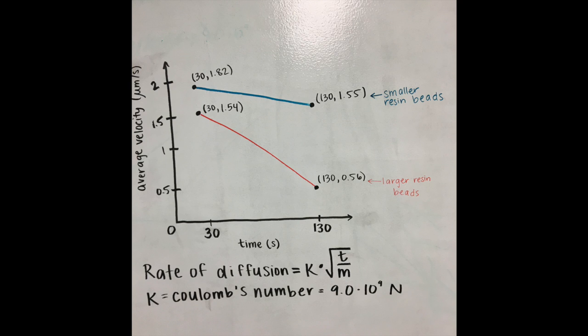When we modeled our data, we graphed average velocity of the particles at the two time frames in micrometers per second versus time in seconds. When we did this, we discovered that the smaller beads had a less negative slope than the larger beads. As the slope of the line would correlate to acceleration, this means that the larger molecules slow down faster than the smaller molecules. This correlates with the known equation for the rate of diffusion, k times the square root of T over m, where k equals Coulomb's number, T equals time, and m equals mass.